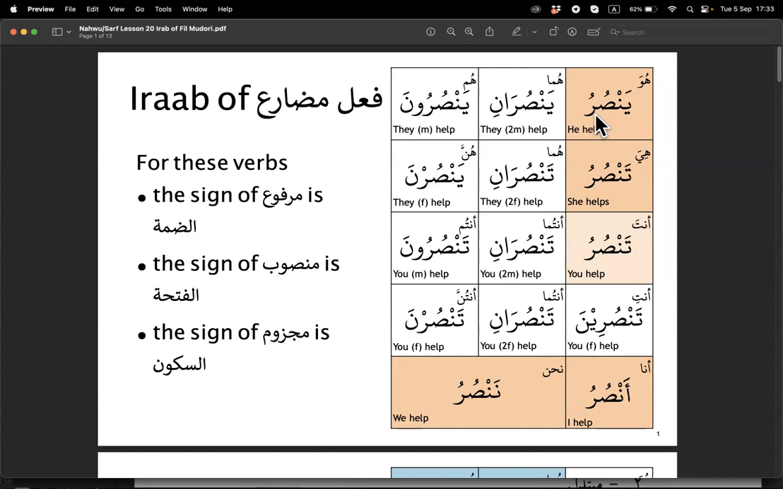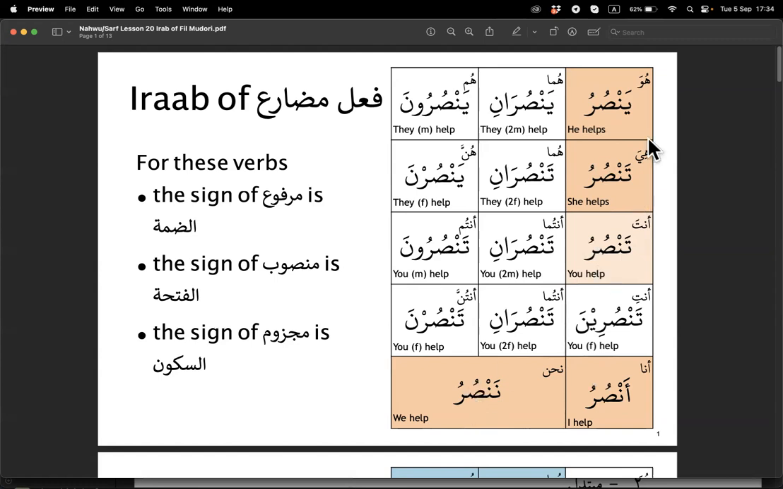Mansub bil fatha. Yes, no need to say more, that's it. And then when it is majzum, those that end with dhamma become what? Sukun. So we say fi'il mudhari majzum bis sukun. Exactly. So the one that ends with dhamma is very easy: marfu bil dhamma, mansub bil fatha, majzum bis sukun.